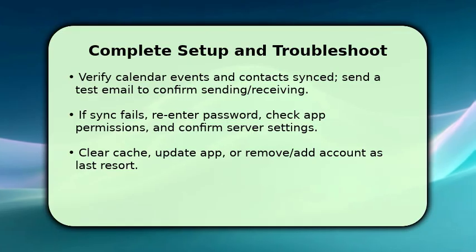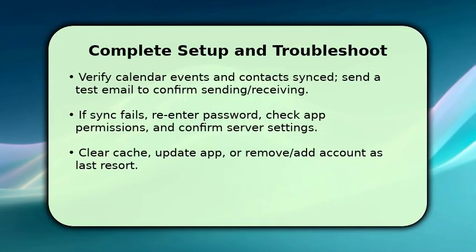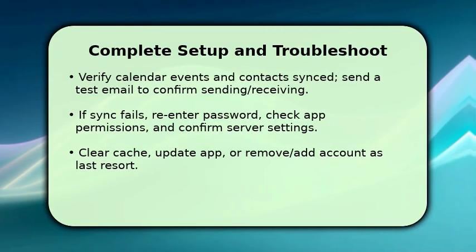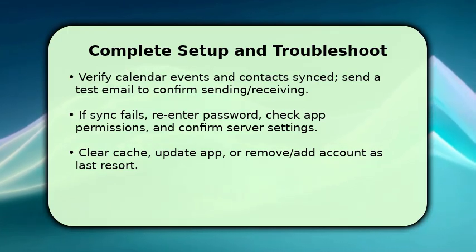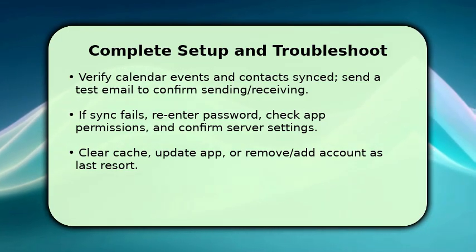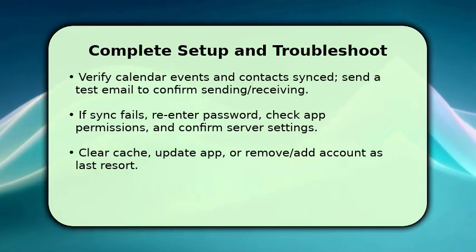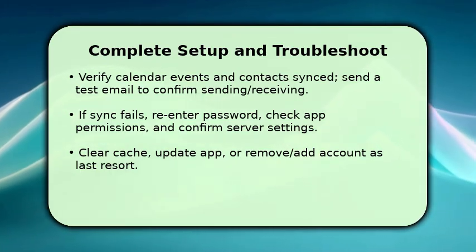Finish by validating that everything actually works. Check calendar entries and contacts, then send a test email to confirm send and receive. If something fails, don't panic. Re-enter your password, check that Outlook has required permissions, and verify server or security settings. These fixes resolve most issues.